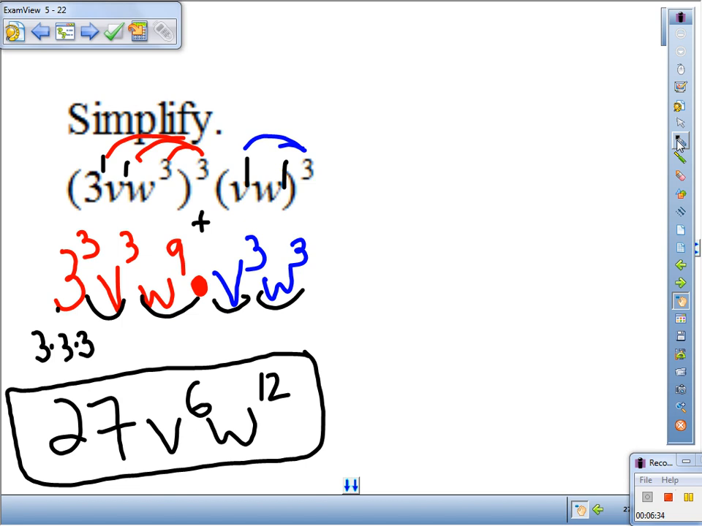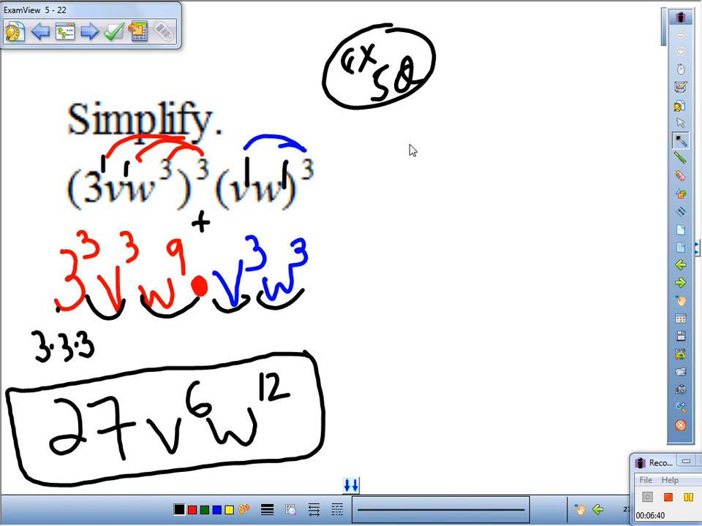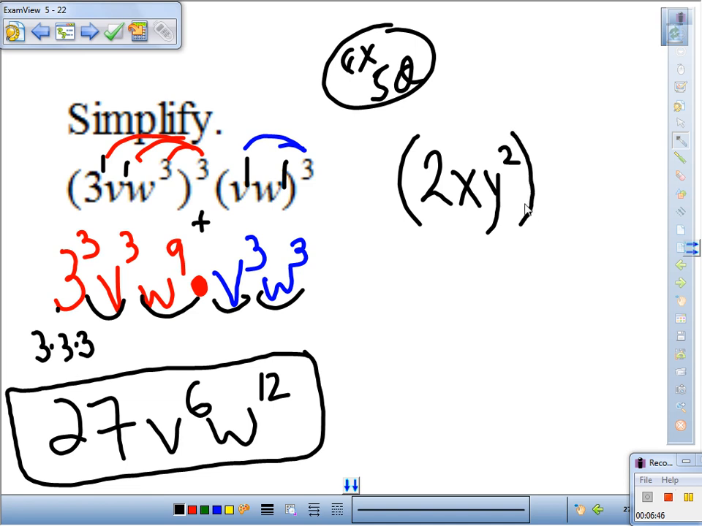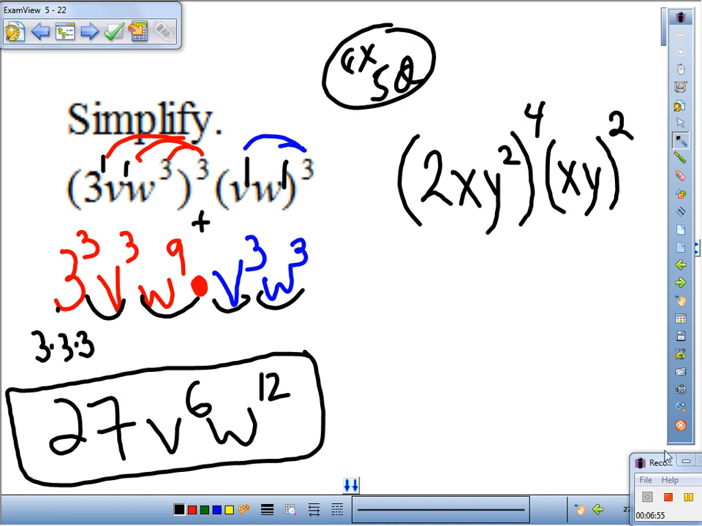Let's do another one of these. On the side of that, you have space. I want you to write example 5Q: (2xy^2)^4 (xy)^2. Do that one by yourself? Go.